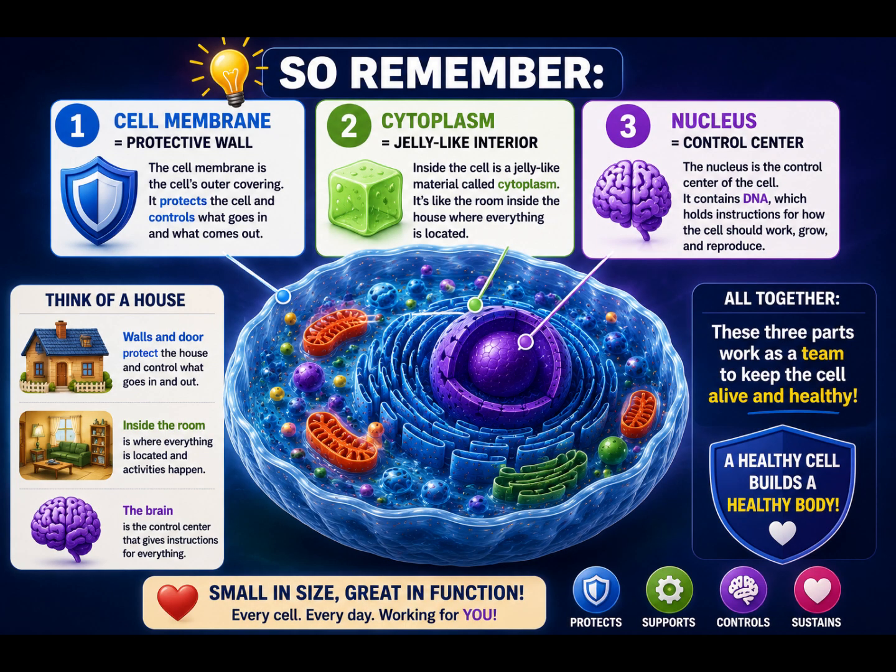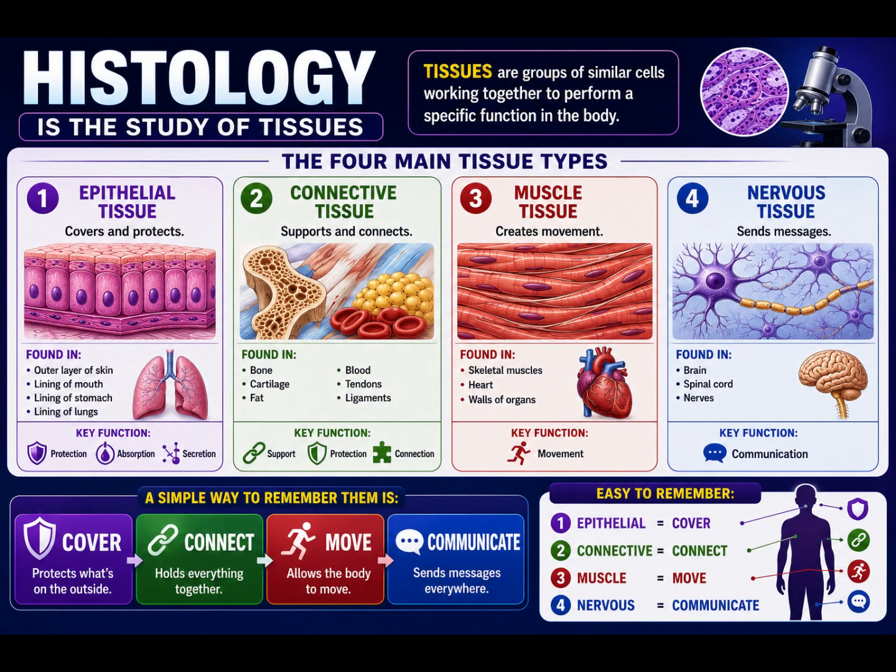Quick review. Let's review what we learned. Cells are the basic building blocks of life. The main parts of a cell are cell membrane, cytoplasm, nucleus. Histology is the study of tissues. The four main tissue types are epithelial tissue, covers and protects. Connective tissue, supports and connects. Muscle tissue, creates movement. Nervous tissue, sends messages.